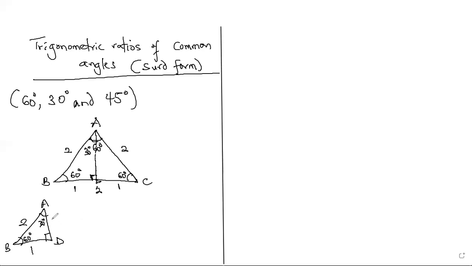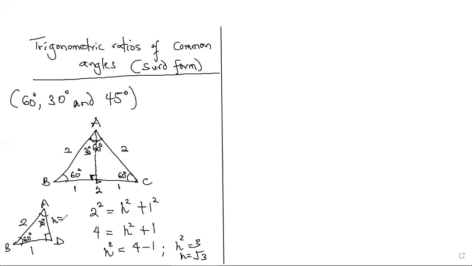Now how do I get the height? I can get that using Pythagoras theorem that we've learned before. The square of the hypotenuse will be equal to the sum of squares of the other 2 sides. So we have 4 equals h squared plus 1, and h squared will be 4 minus 1. So h squared will be 3, and h will be root 3. Now I know this side as root 3. Now I can write the sine, cosine, and tangent for the angles 30 and 60.